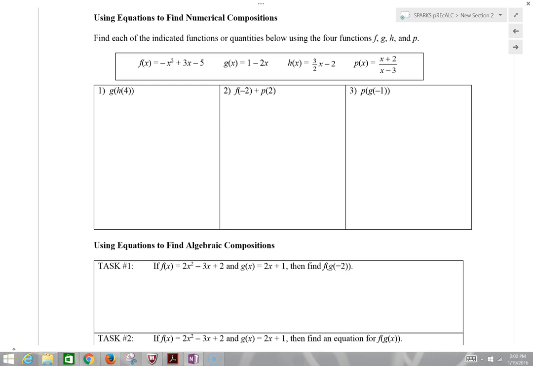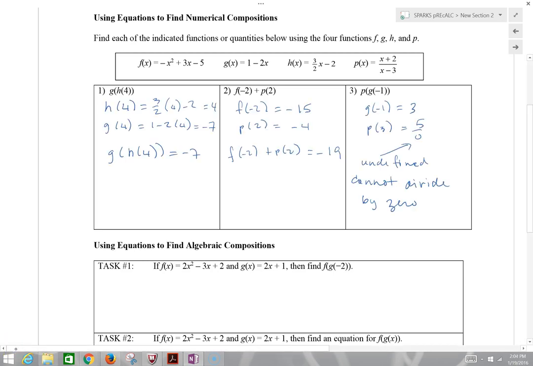Alright, on this page, I'm going to let you do 1, 2, and 3. You should pause it and see what you get. Alright, g of h of 4 is negative 7. f of negative 2 plus p of 2 is negative 19. And then p of g of negative 1 is undefined because we end up with 0 in the denominator.